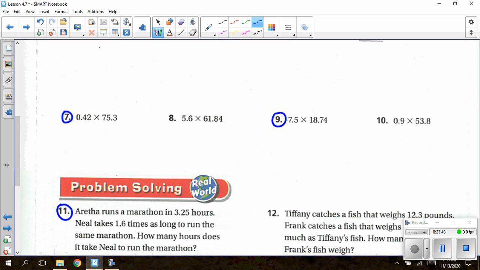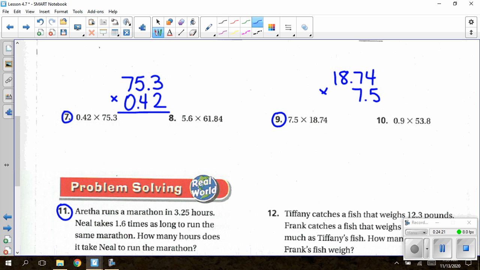Notice for numbers 7 and 9, you do have to make sure you are stacking your 2 factors before multiplying. And remember, when you stack them, you do not have the decimals lined up. So for number 7, you would have 75 and 3 tenths times your 42 hundredths. Notice my decimals are not lined up. They do not line up when you are multiplying. And then for number 9, you would have 18 and 74 hundredths times your 7 and 5 tenths. Again, do not line up those decimals.